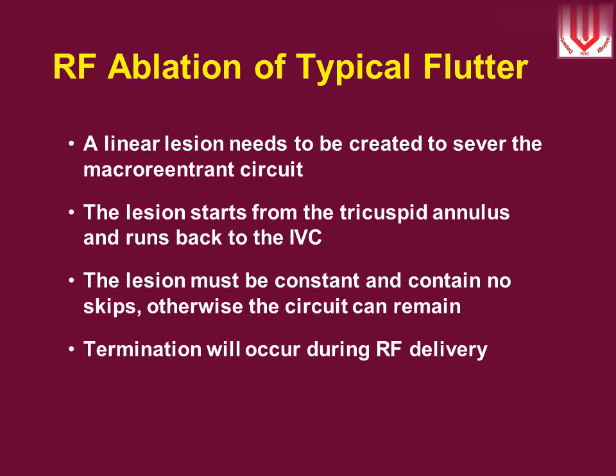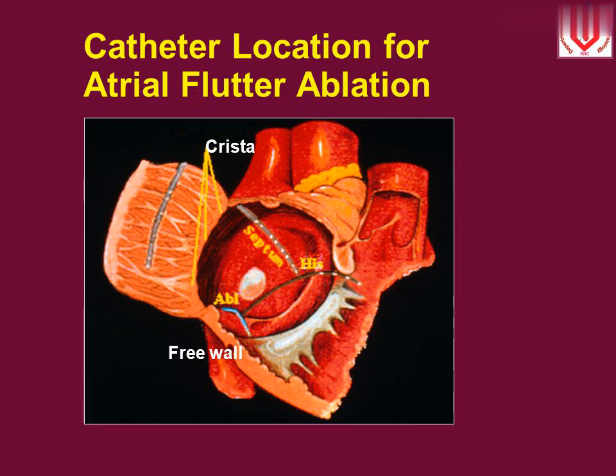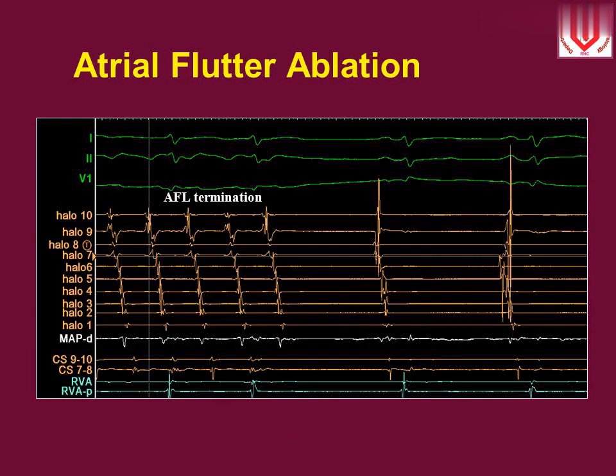Ablation of isthmus-dependent flutter, clockwise and counterclockwise, depends on complete, bidirectional block at the isthmus. Catheter location for atrial flutter ablation. Crista. Free wall. Atrial flutter ablation. AFL termination. This slide depicts termination of atrial flutter during RF current delivery.